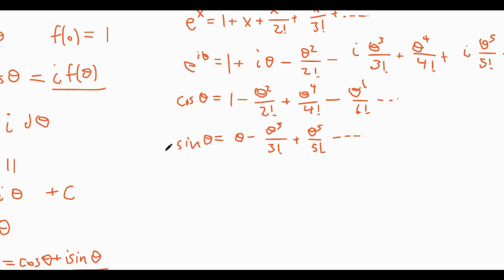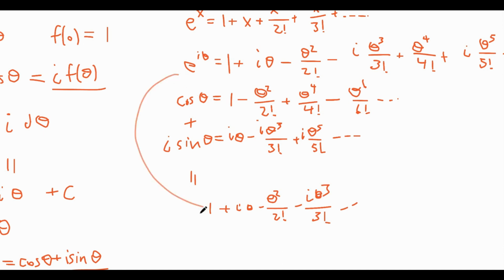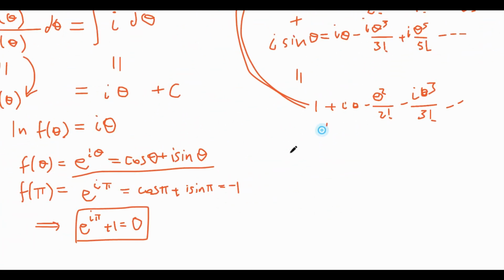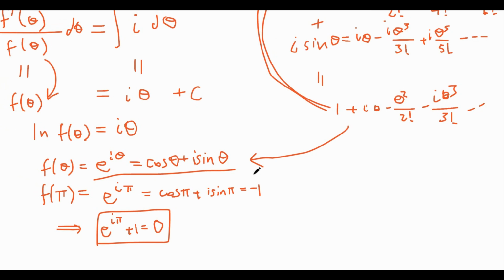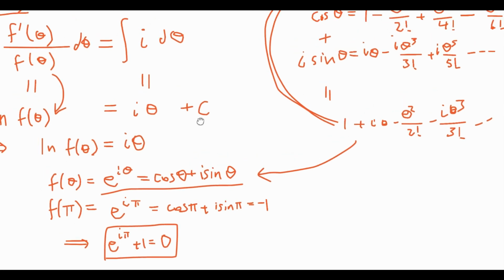Once we multiply sine theta by i, all of these now have i's in them. And once we add these two together, we find that this is equal to 1 plus i theta minus theta squared over 2 factorial minus i theta cubed over 3 factorial, etc. And this is exactly equal to the expression for e to the i theta. So again, we get that e to the i theta is equal to cosine theta plus i sine theta. We plug in theta equals pi, and we get that e to the i pi plus 1 equals 0, which is another proof of Euler's identity.